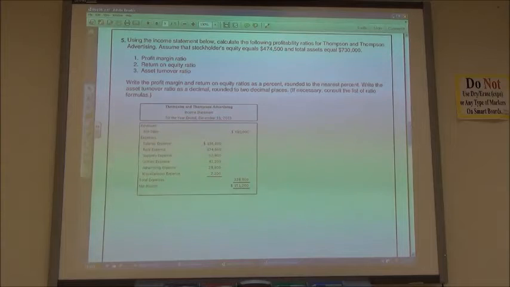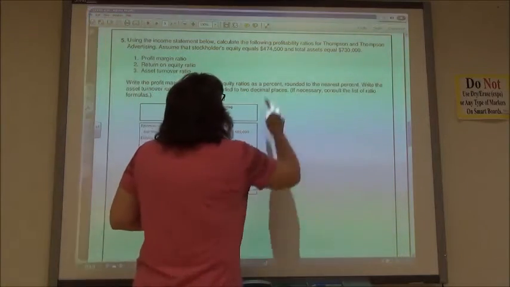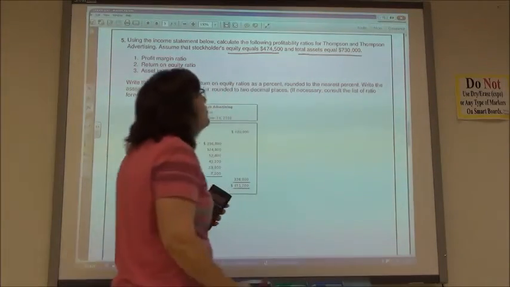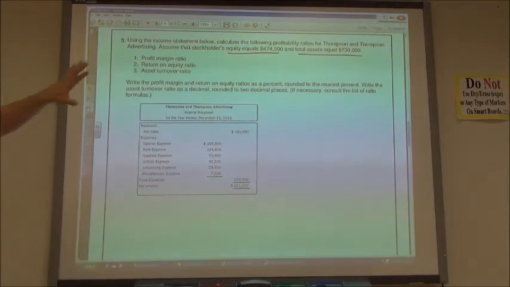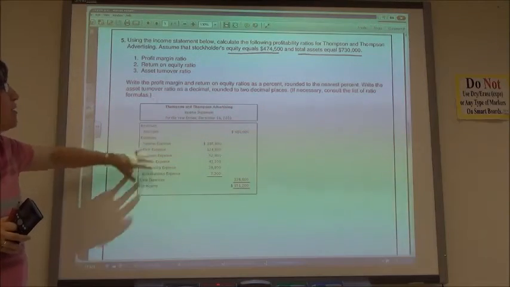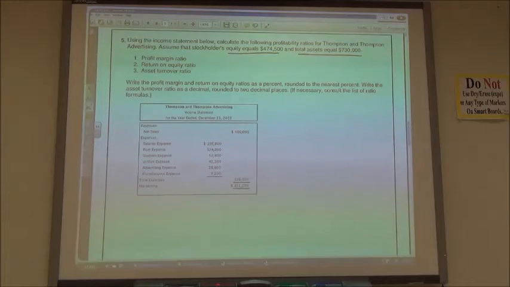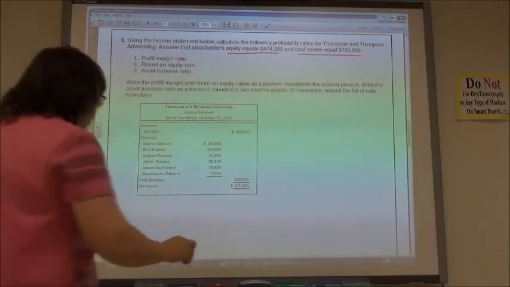It says using the income statement below, calculate the following profitability ratios for Thompson and Thompson Advertising. Assume that the stockholders' equity equals $474,500. The total assets equal $730,000. If we need those values, they're not going to be in the table. They're going to be up there on the top, and we're going to have to remember to go up there and get those. So first of all, we're going to do the profit margin ratio.